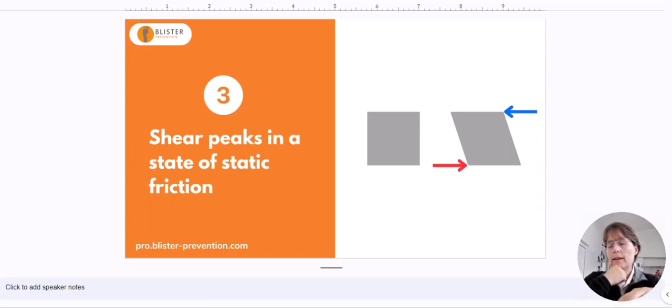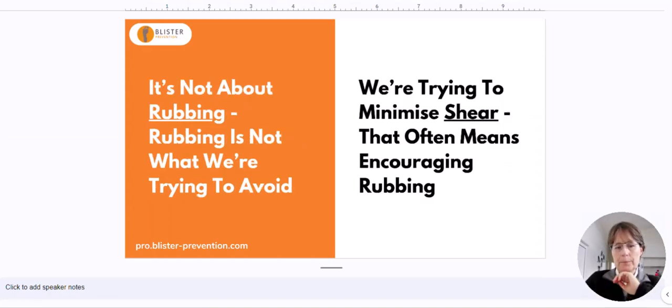And if we can do that, then as the top of the box moves to the left, the bottom of the box will be able to slide along with it in the same direction to the left at an earlier moment with each step, or with each shear deformation. And that's how we can reduce the magnitude of shear. So it's not about rubbing. Blister prevention is not about stopping rubbing. Rubbing's not what we're trying to avoid. We're trying to minimize shear, and that often means encouraging rubbing. Just let that sink in for a moment. Reducing friction means encouraging rubbing.